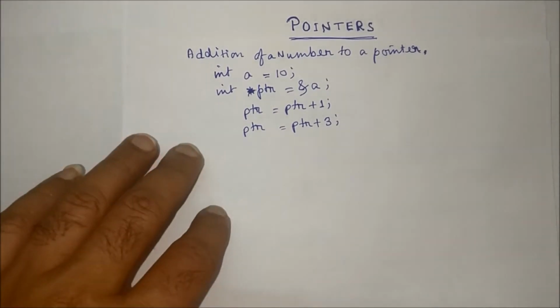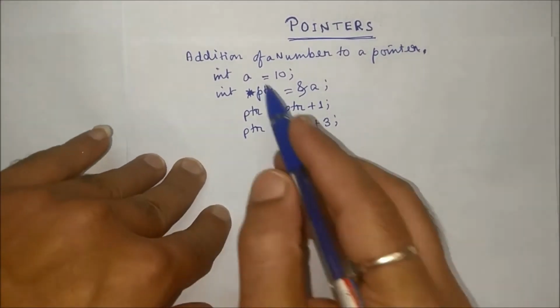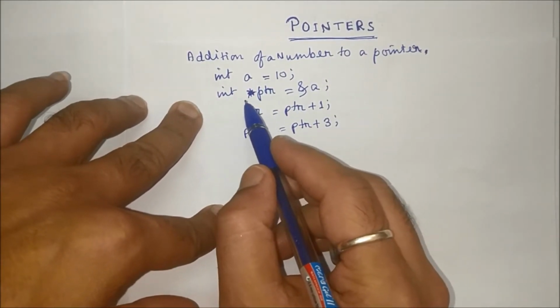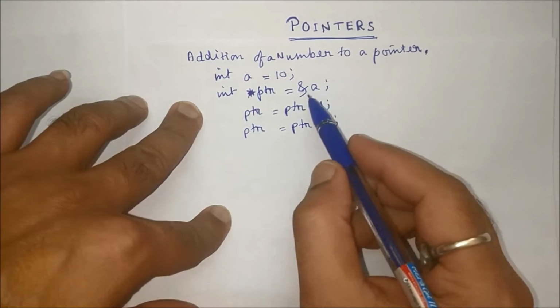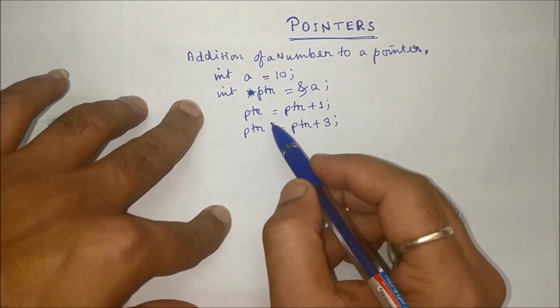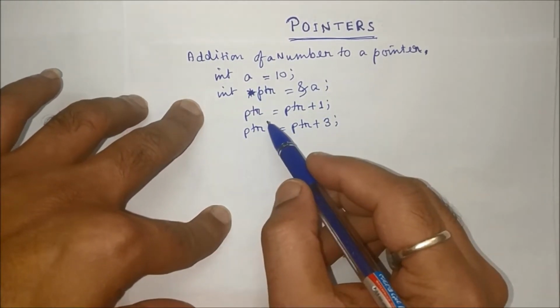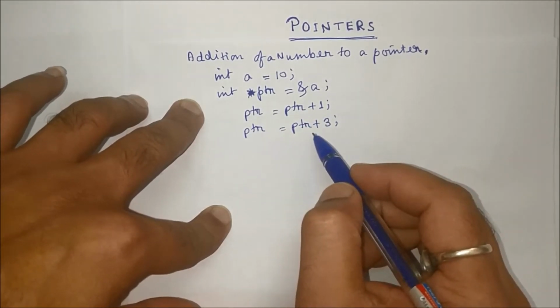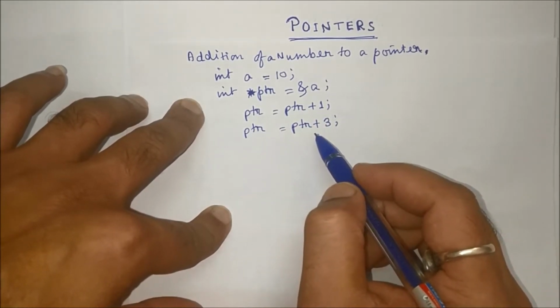So here we have one integer variable a equal to 10, and then we have declared an integer pointer ptr. We have assigned the memory address of a, and we have written two statements. In one statement we are adding 1 to the pointer variable. In the second statement we are adding 3 to the pointer variable, right?